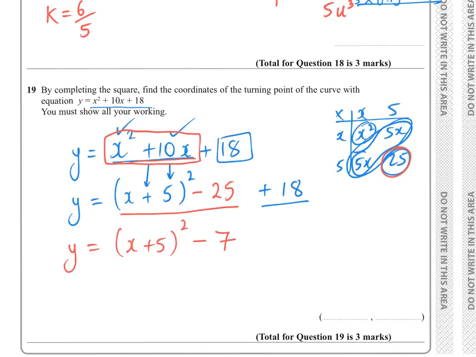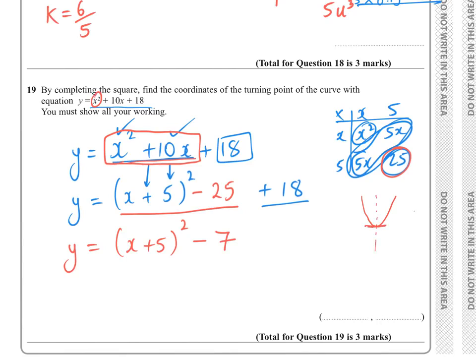Now how does that find the turning point of the curve? Well, the curve has a positive coefficient of x squared, i.e. 1, so it's going to have this type of shape. So it's going to have a line of symmetry and a minimum point.